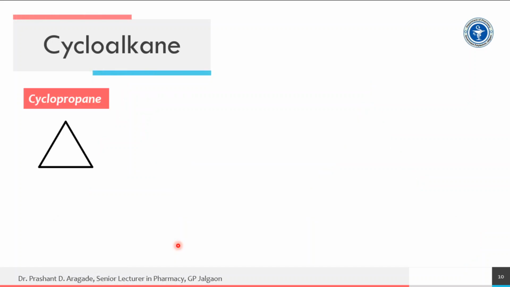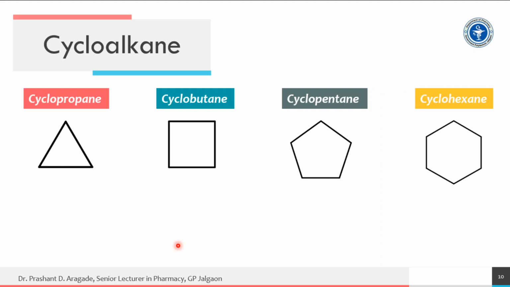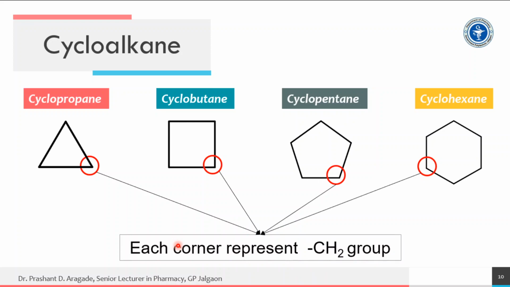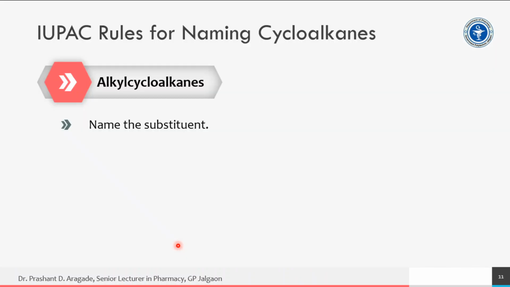Similarly, if you increase the number of carbon atoms in a ring, then it becomes cyclobutane, cyclopentane, cyclohexane, and likewise. Remember that each corner in cycloalkanes is always represented as a CH2 group. So let's see the IUPAC rules for naming the cycloalkanes.